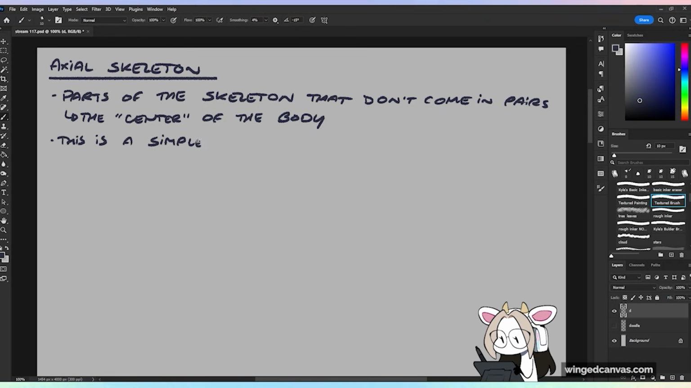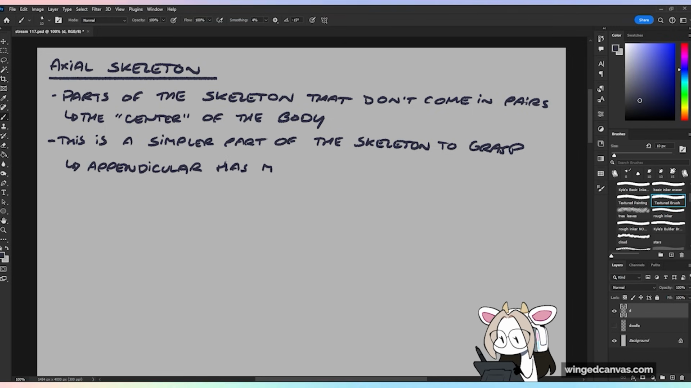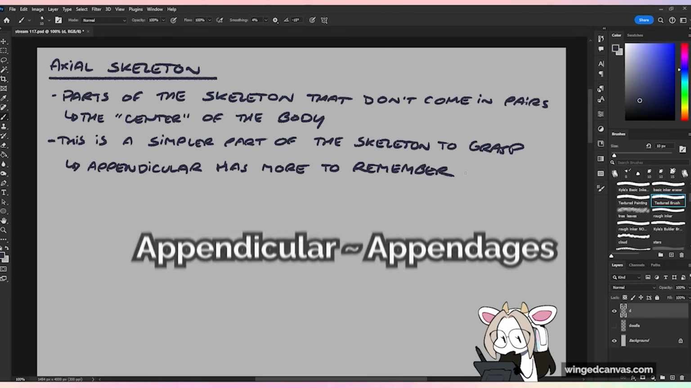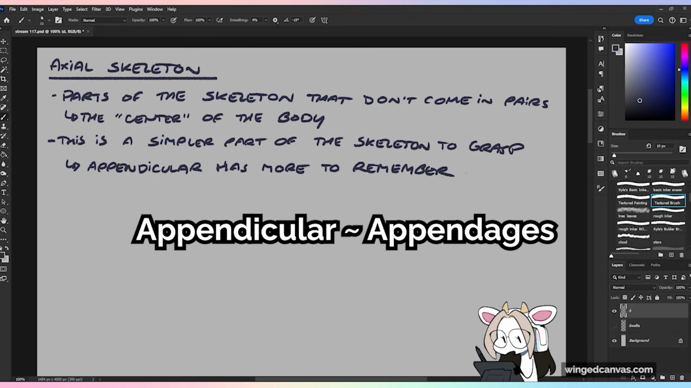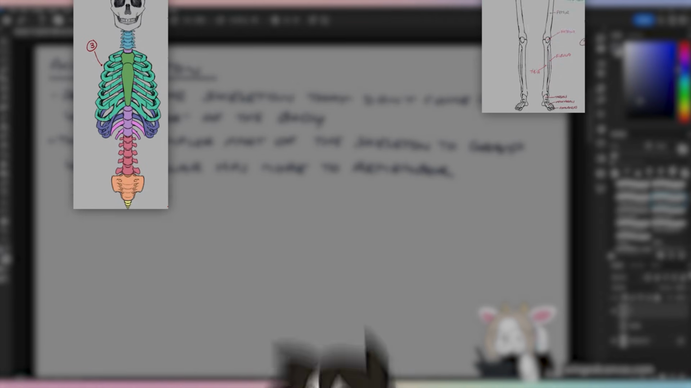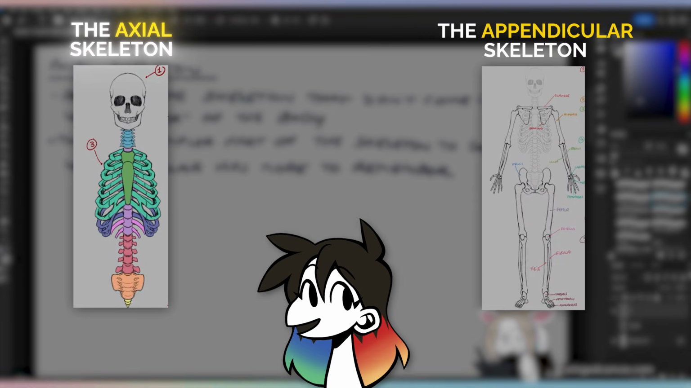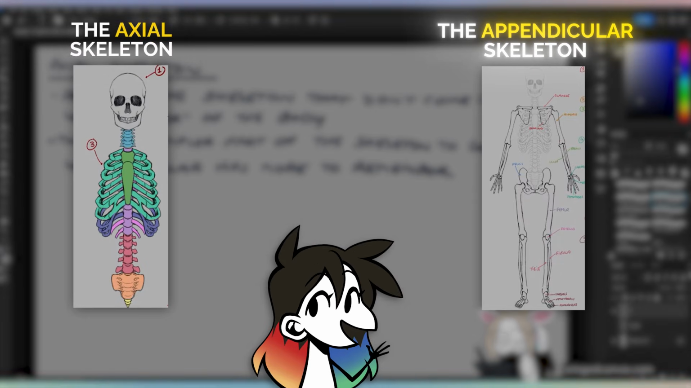Like I mentioned, this is a simpler part of the skeleton to grasp. This is a lot easier to sort of start out on. The appendicular has a lot more bones to remember. So the axial skeleton, right, axis; appendicular, appendages, right? You can sort of take a guess at what the two of them mean. Take a guess what the appendicular is based on that. The axial skeleton is on an axis. The appendicular is your appendages.